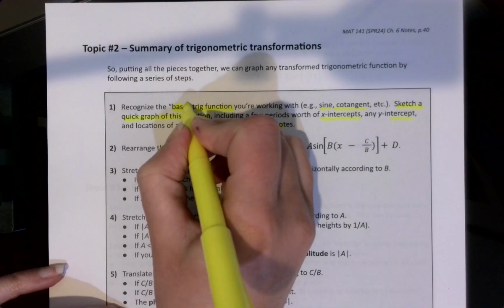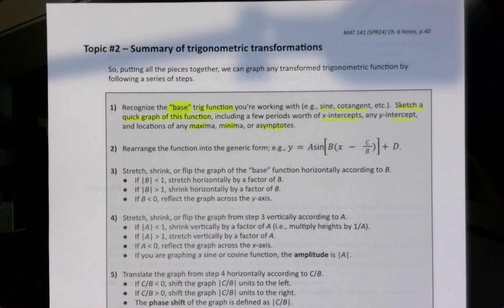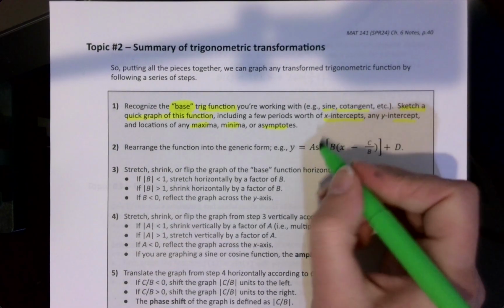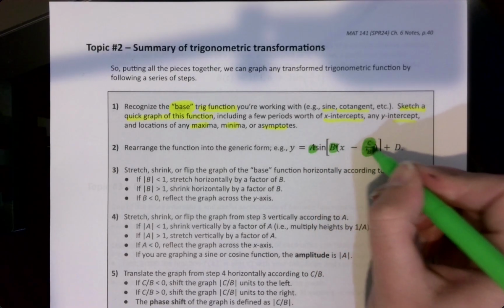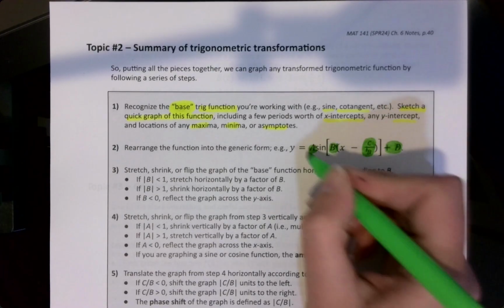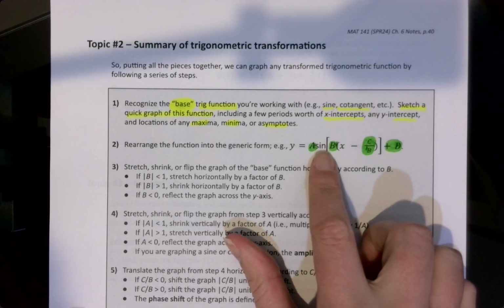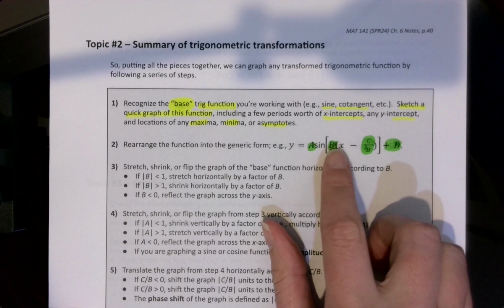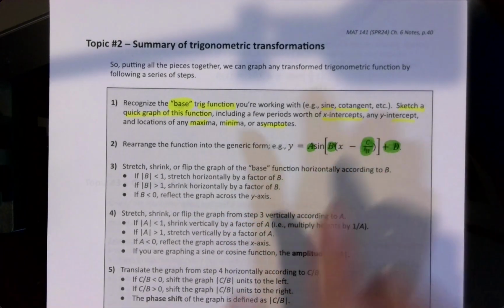Once you've taken a look at the base or parent function, make sure that you rearrange your function into the general form so that you can identify your a, b, your c over b, and your d values for your function, whether it's a sine, cosine, tangent, or whatever, because you're going to need those values. That might involve reordering or factoring in order to identify those values.